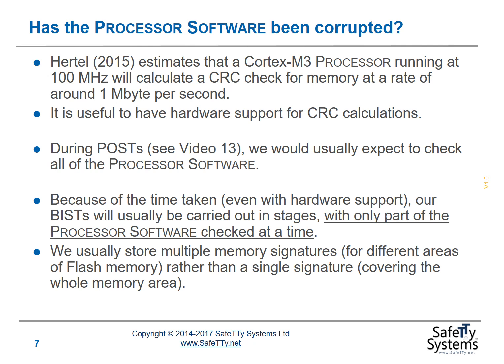So because of the time taken to calculate the golden signatures, only part of the processor software will be checked at a time during our periodic runtime checks. We'll therefore usually store multiple memory signatures for different areas of flash memory rather than a single signature covering the whole area. So we'll split the memory into blocks, calculate a signature for each of those blocks, store multiple signatures, and then we only need to check part of the memory each time we do a periodic test, and check that part of the memory against the signature that's been stored for that part of the memory.